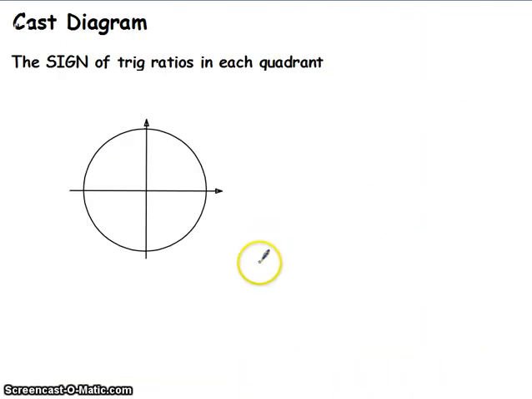Now we can summarize all of that positive, negative information into a single diagram. All of the functions were positive in the first quadrant. Sine was the only one that was positive in the second quadrant. Tan was the only one that was positive in the third quadrant, and cosine was the only one that was positive in the fourth quadrant. So this is called a CAST diagram, and it just helps you decide when the various different functions are positive or negative.